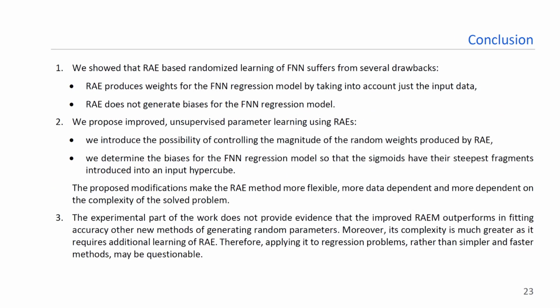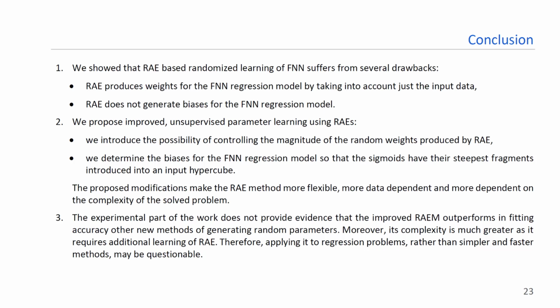Conclusions. We showed that the randomized autoencoder-based randomized learning of the regression neural model suffers from several drawbacks. It produces the weights for the regression model by taking into account just the input data, ignoring completely the target function. It doesn't generate the biases for the regression model. We propose improved unsupervised parameter learning using randomized autoencoders. We introduce the possibility of controlling the magnitude of the random weights produced by the randomized autoencoder, and we determine the biases for the regression model so that the sigmoids have the steepest fragments introduced into the input hypercube. These modifications make the randomized autoencoder method more flexible, more dependent on data, and more dependent on the complexity of the solved problem.